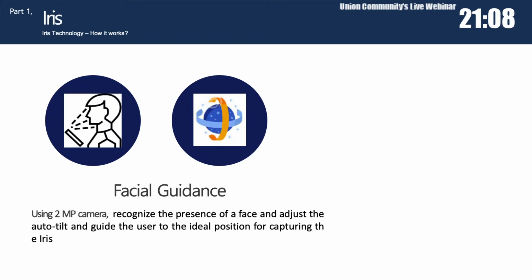So it also uses a 2 megapixel camera, and it recognizes the presence of a face and adjusts the auto tilt accordingly. The auto tilt has a camera in it, and it will tilt the iris camera to capture the user and guide the user. It has a green image and a red image, guiding the user to where they should put their face at that particular time for ideal capturing.